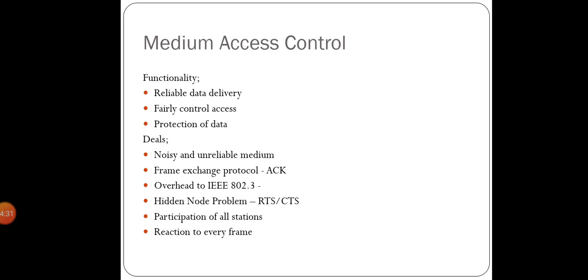Medium access control. Functionality. It provides reliable data delivery, fairly controlled access and protection of data. It also deals with noisy and unreliable medium. Frame exchange protocol, that is ACK, and overhead to IEEE 802.3. It handles hidden node problems, that is RTS/CTS. It is in participation of all stations and reaction to every frame.